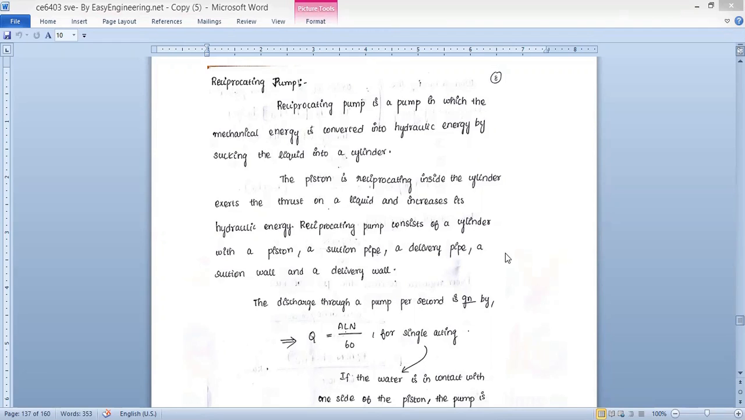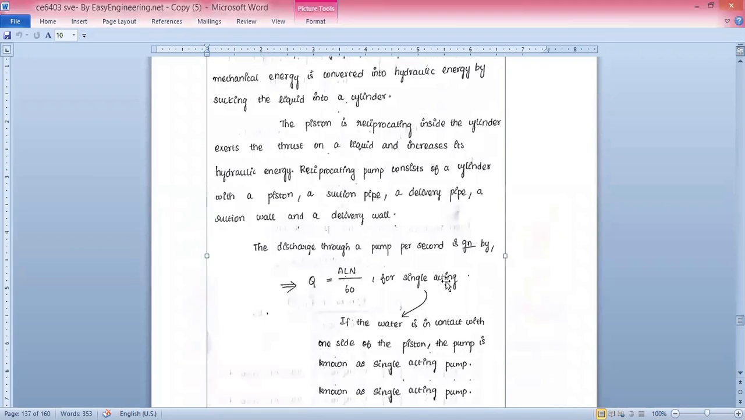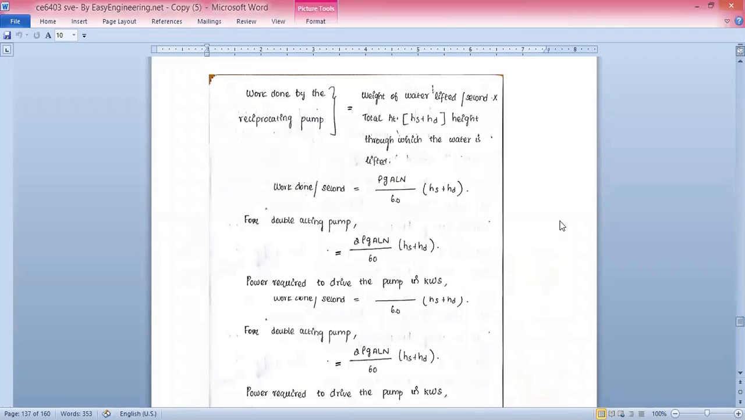And the reciprocating pump consists of a cylinder with a piston, a suction pipe, a delivery pipe, a suction valve and a delivery valve. So all the major parts of the reciprocating pump we have discussed. Let's see that forward. We discussed already this negative slip and all.